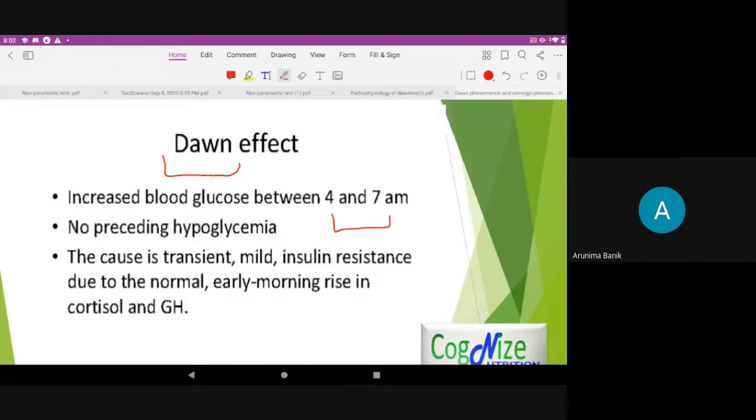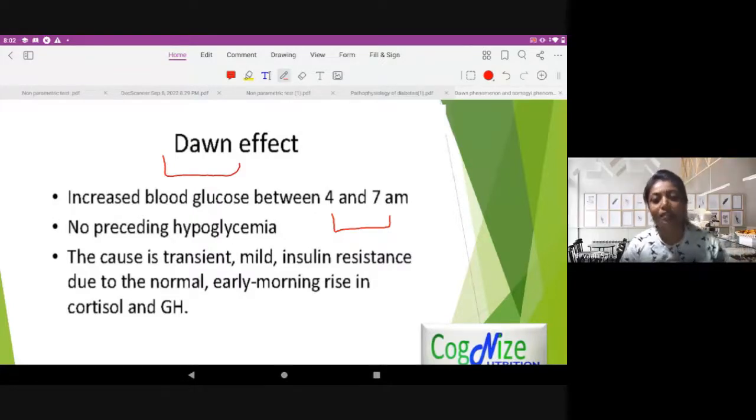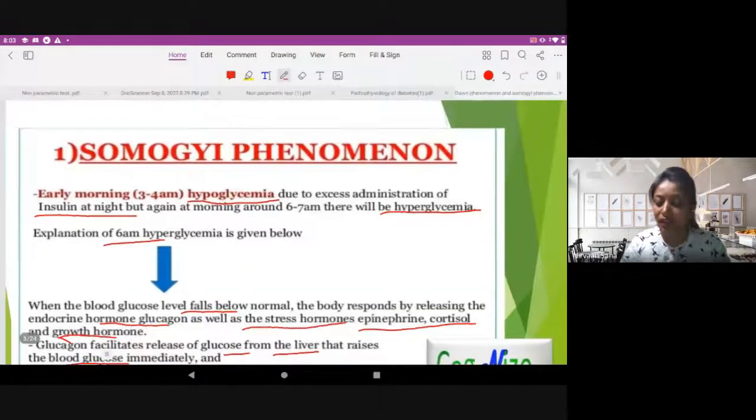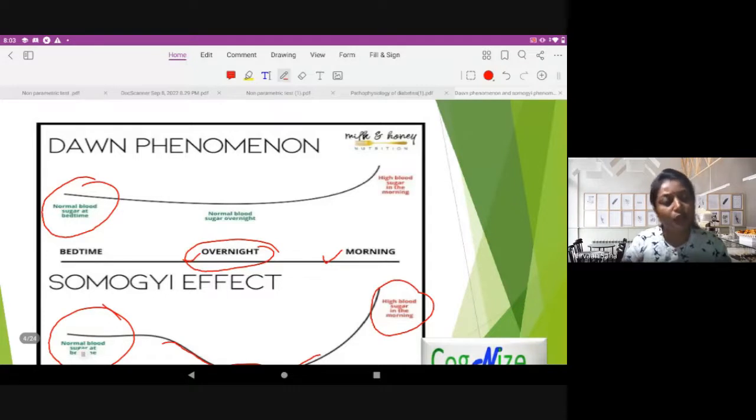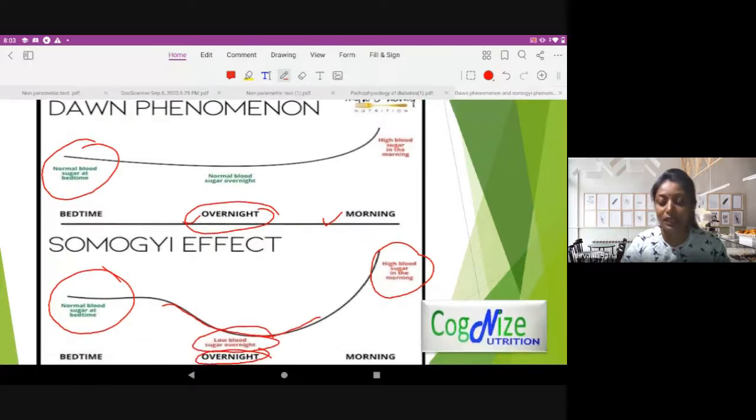Okay. Right. So the first point of difference we have identified is that the time frame for hyperglycemia is different. Now the second point is what we have learned in the Somogyi effect. We have learned that there will be first hypoglycemia and then there will be hyperglycemia. Correct? But you will see that in the dawn phenomenon, there is no preceding hypoglycemia. It is not that first there will be hypoglycemia and then hyperglycemia. No. If we just check the graph of the dawn phenomenon, in the bedtime, the glucose level was normal. Overnight, also your glucose level was normal. But then suddenly there is a rise in the blood glucose. So there is no stage of hypoglycemia. Correct? This is another major point of difference. This point is clear to all?